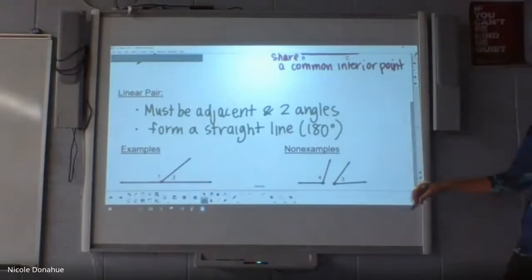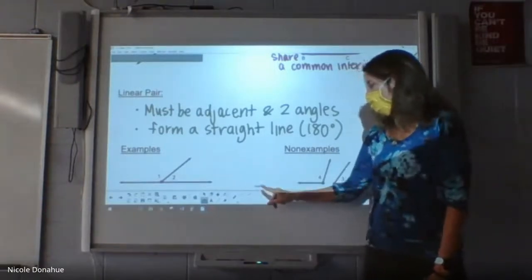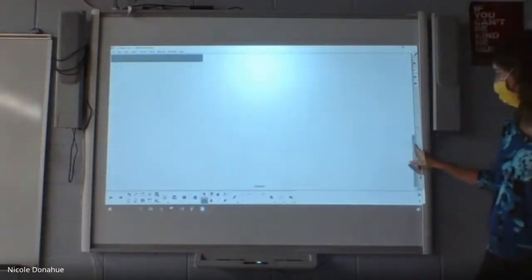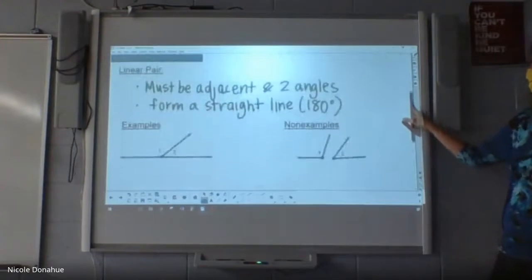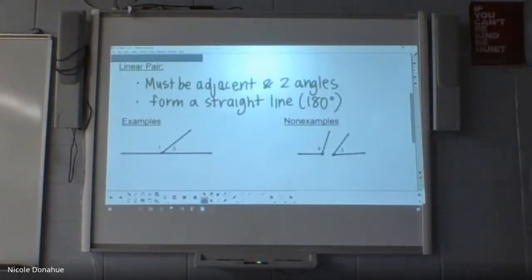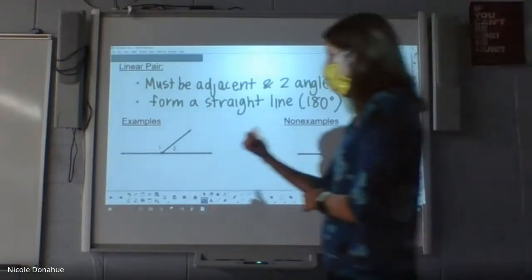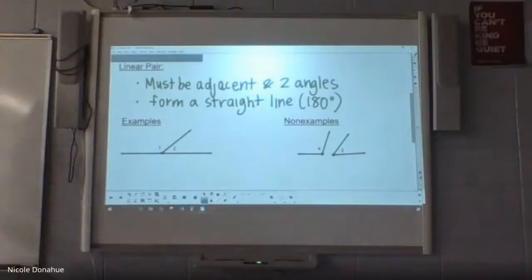The name again kind of gives away what they are. So they must be adjacent. There has to be 2 of them. And together they form a straight line, which is 180 degrees. So again, we have an example here. 1 and 2 would be a linear pair.